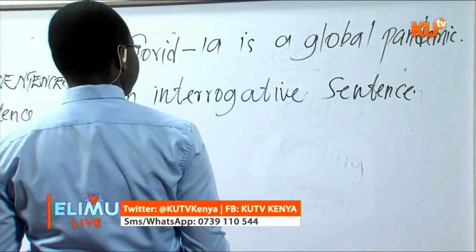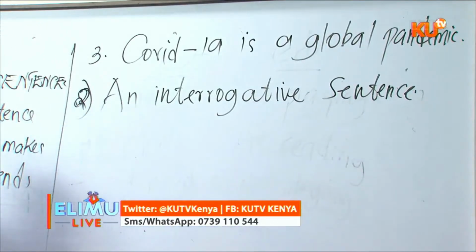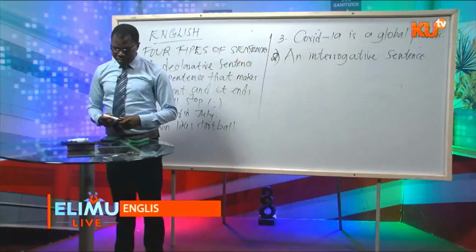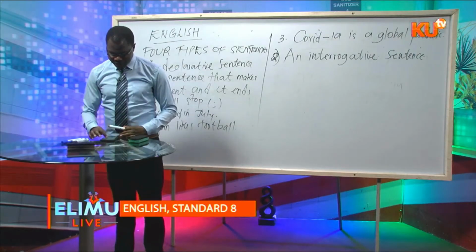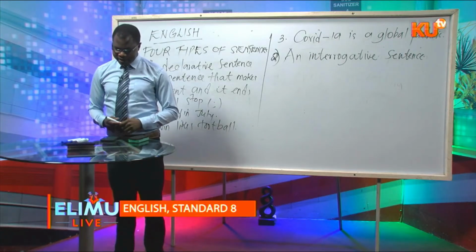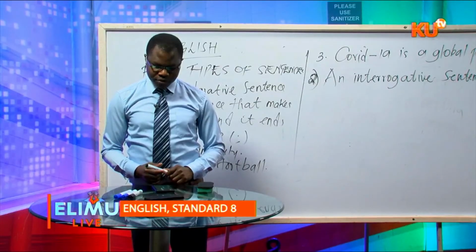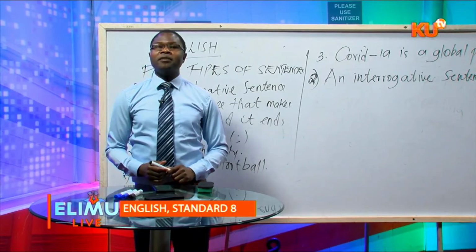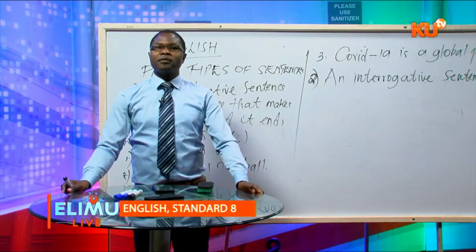An interrogative sentence. This type of sentence interrogates. An interrogative sentence is a sentence that seeks or asks questions, and normally they end with question marks.